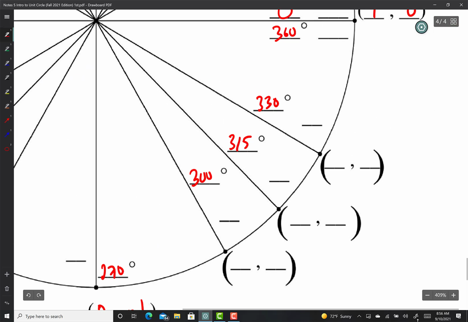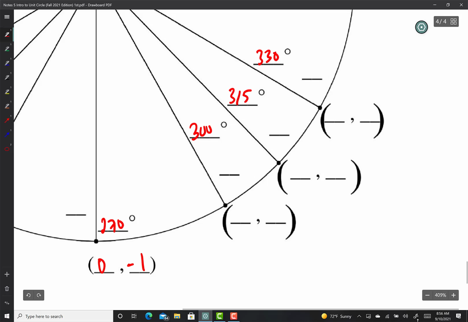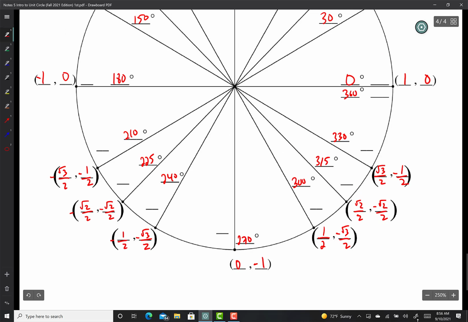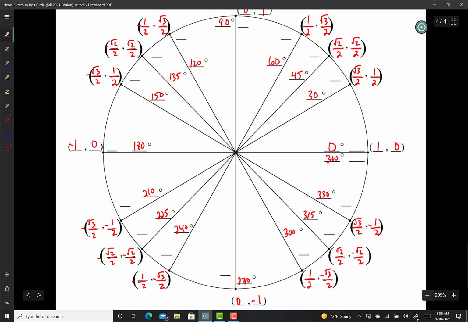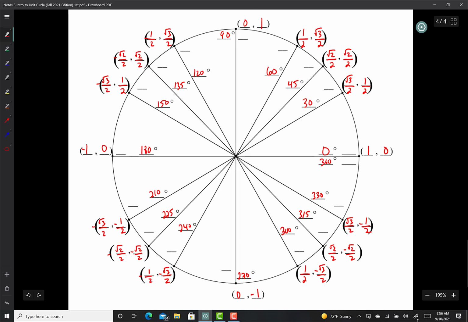what is negative? The y's. Symmetric about the x-axis. So the very first one at 300, positive 1/2, negative square root of 3 over 2. Or you could also do it symmetric about the y-axis, doesn't matter. Square root of 2 over 2, negative square root of 2 over 2. And then square root of 3 over 2, negative 1/2. So now you should have a full circle like that. Doesn't that look pretty, guys?